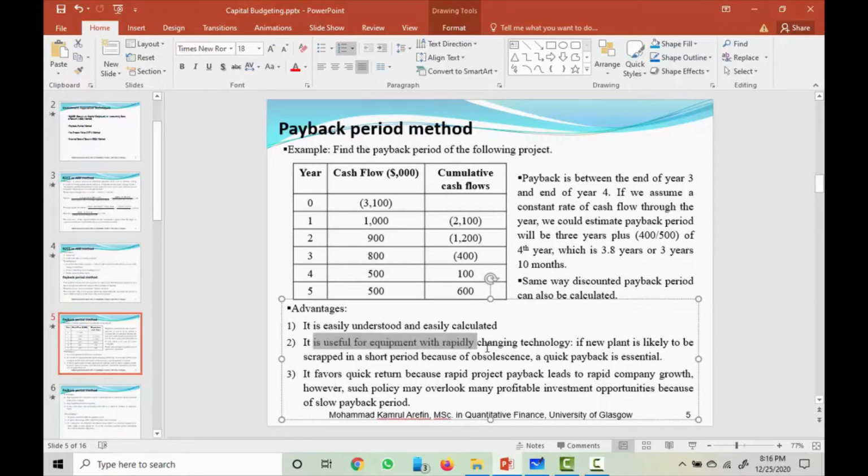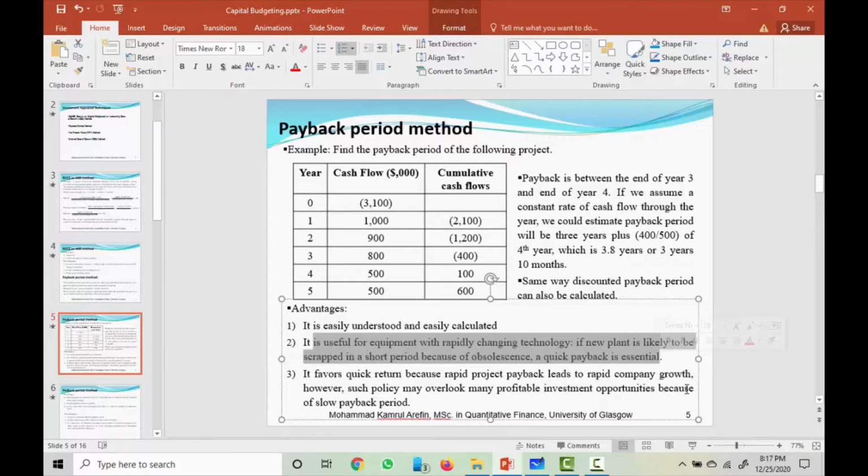So it is useful mainly for equipment with rapidly changing technology. For example, if a new plant is likely to be scrapped in a short period because of obsolescence, a quick payback is essential. I can give you an example, like a technology based company. Suppose Apple wants to bring a new iPhone or new model to the market. Bringing a new model with advanced features requires lots of investment in research and development.